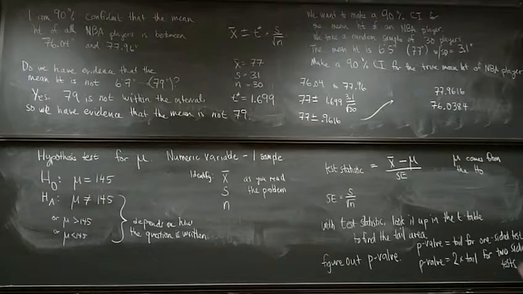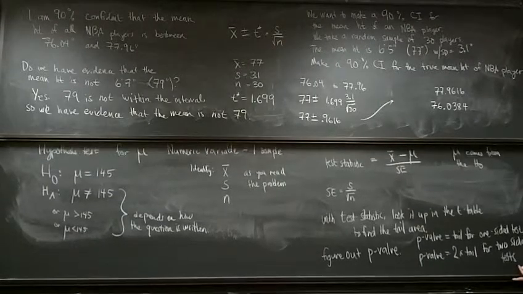Is not equal. Two-sided test means you have not equals in the alternative. Greater than or less than means you have a one-sided test. Does everything sound reasonable? Yes. Okay, so then let's try a problem, and let's see how far we can get.